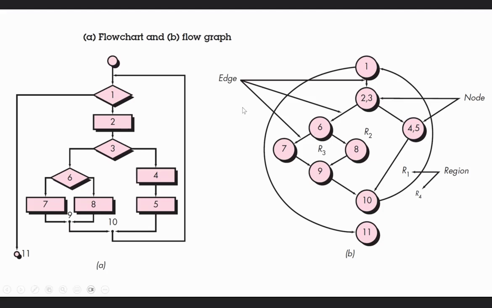This is the difference between a flow chart and a flow graph. This is the way your flow chart looks, and this is the way your flow graph should look. It consists of nodes, and it also consists of edges. The lines connecting the nodes are represented as edges, and the regions present between the nodes are called regions. For example, this is one region, this is another region, and so on. There are 4 regions represented here, denoted by R1, R2, R3 and R4.